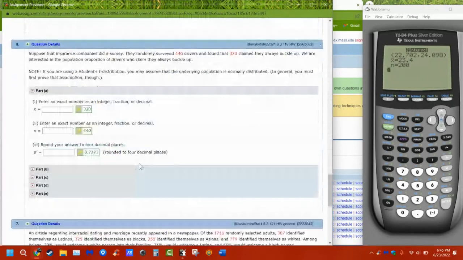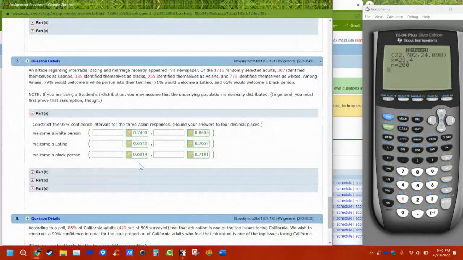You said problem 7. So in this case, we have proportions. I'm going to do the first one, and then you can have the rest of them. These have to be whole numbers when we're dealing with them.